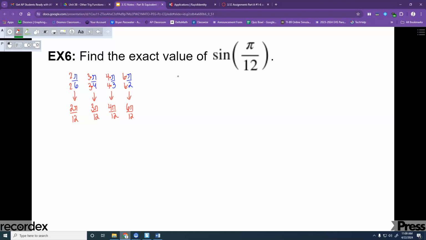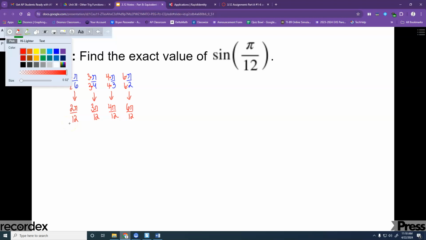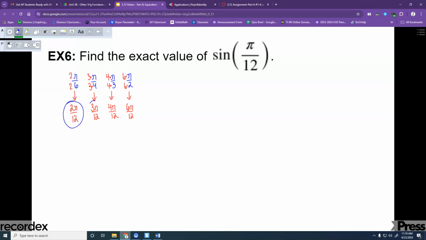So if you are asked to find sine of pi over 12, I don't know any unit circle values for pi over 12. But I've got a couple options here, right? I could do 3 pi over 12 minus 2 pi over 12, and that would give me pi over 12. Or I could do 4 pi over 12 minus 3 pi over 12. Also, that would give me pi over 12. So really, you could just pick which ones you want to use here. We'll use this pi over 12 and 3 pi over 12.